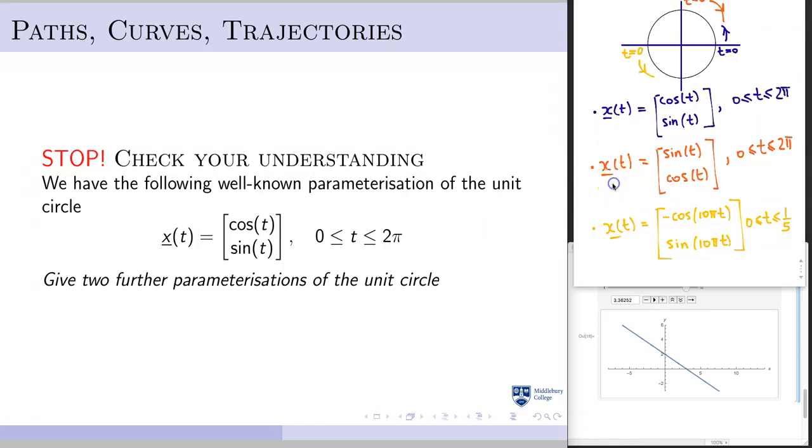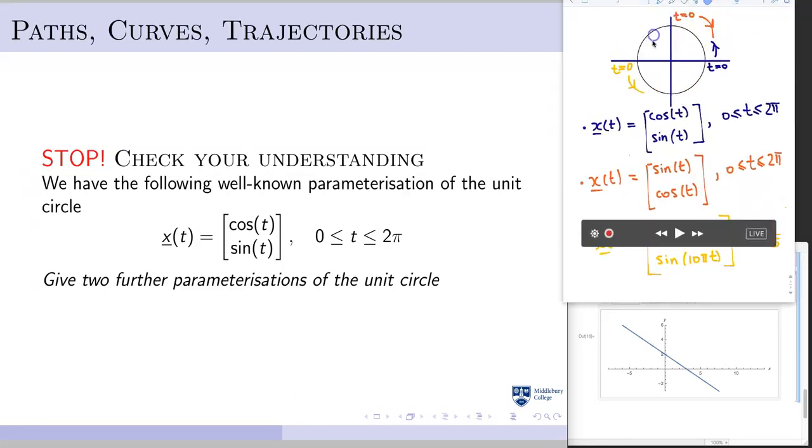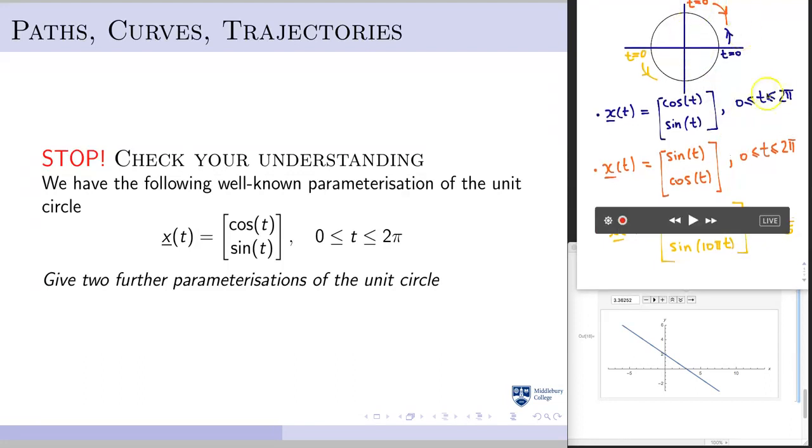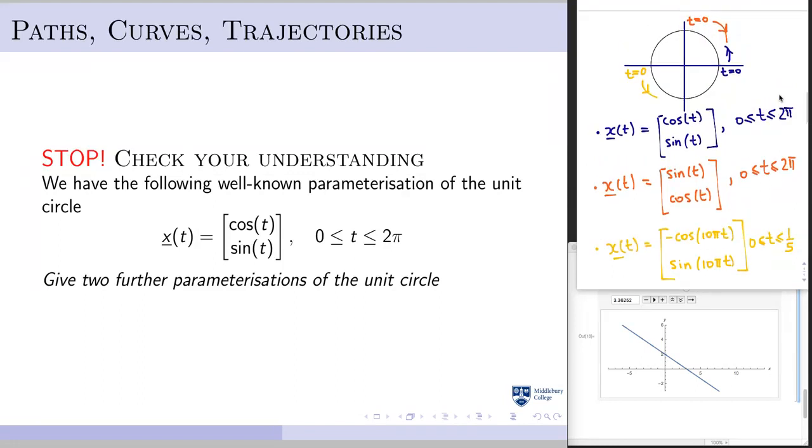Okay, so here is the given parameterization. This parameterization is going around the unit circle counterclockwise, starting at this point when t is equal to 0, and we're moving around in this direction. An example of a different parameterization is given by this path. I've just swapped the sine and the cosine. And what's happening here is that now we are starting on the y-axis at time t equals 0, and now we're actually moving around clockwise.